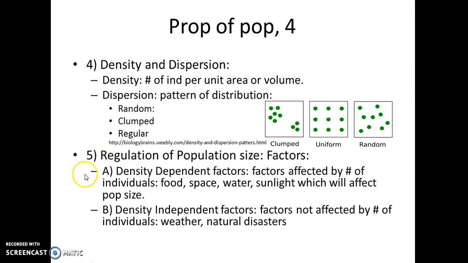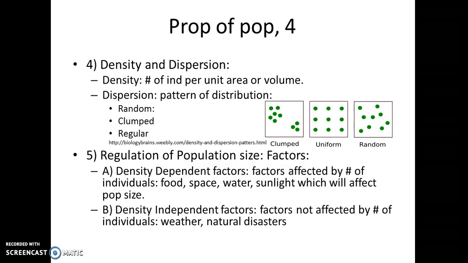So regulation of population size: how is population size regulated? Well, we have density dependent factors, which are factors affected by the number of individuals, like food, space, water, sunlight, and they will affect population size. And density independent factors are not affected by the number of individuals, like weather and natural disasters.